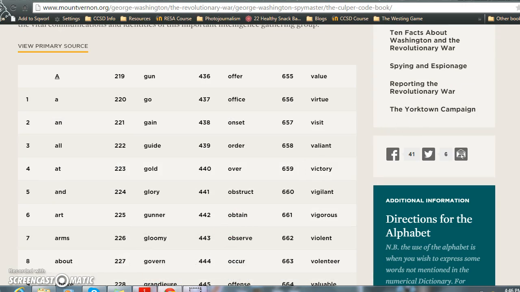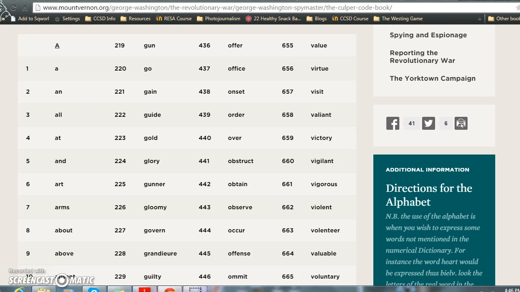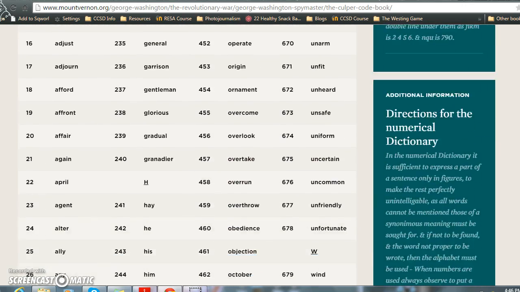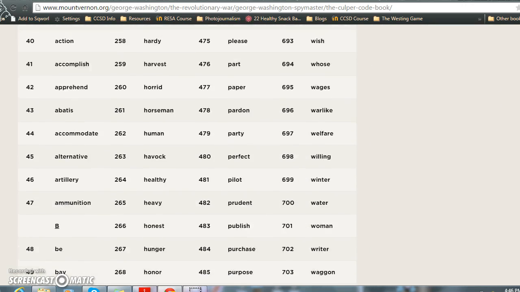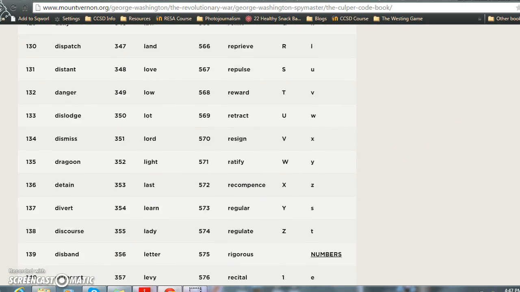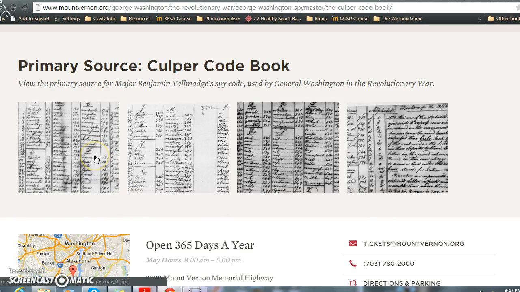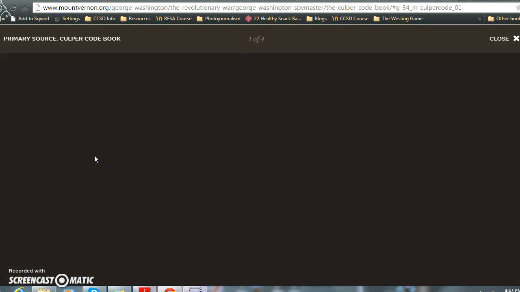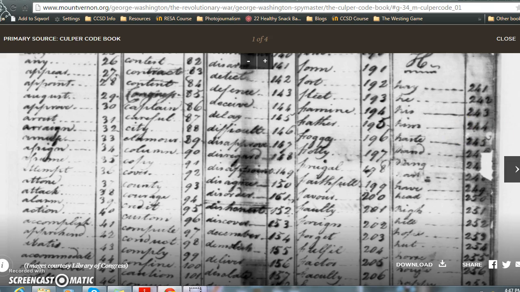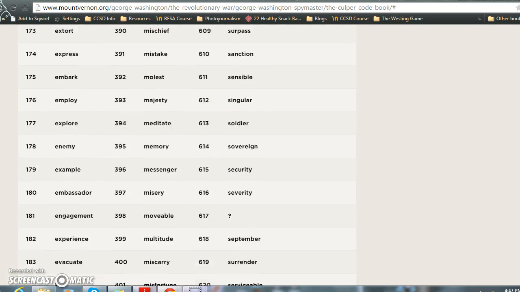Here is a list of the numbers and the words and letters that went along with it. So you'll see down here, we get to 711. It says right here, General Washington. I'll give you the link to this. You can also scroll down and see the actual primary source here for the Culper code book, which is pretty interesting. But it's a little hard to read, so I've given you the secondary source as well that you can use.